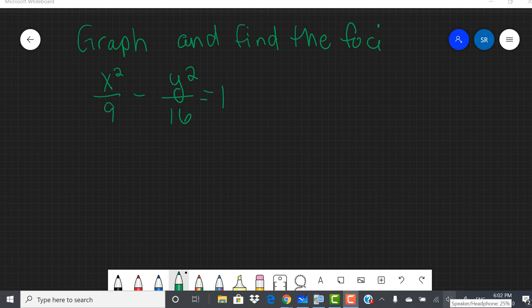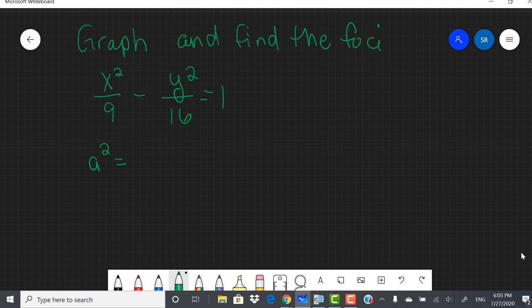Okay, in this video, we're going to graph and find the foci of this hyperbola x squared over 9 minus y squared over 16 equals 1. So to do this, we know that our a squared, so this is very similar to an ellipse equation, only instead of a plus sign, we have a minus sign. And we sort of graph these the same.